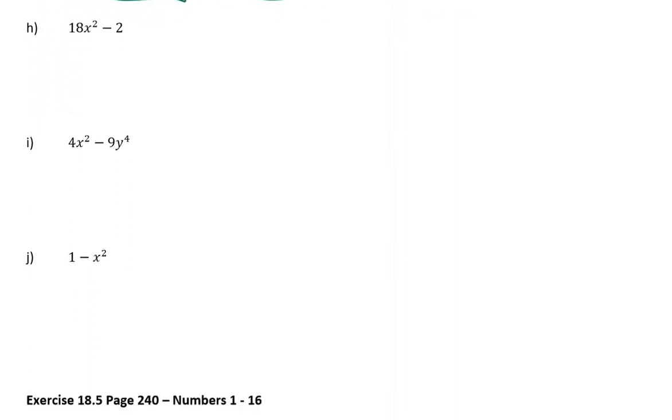So let's have a look at H. Is there a highest common factor? Oh my word, what a shock, there is. This is 2 terms and I think 2 is common. Now 2 times 9 will give me 18, so it's 9x squared minus 1. Now in the previous exercises that would be the end, but now we have to check, do we now have a difference of squares?